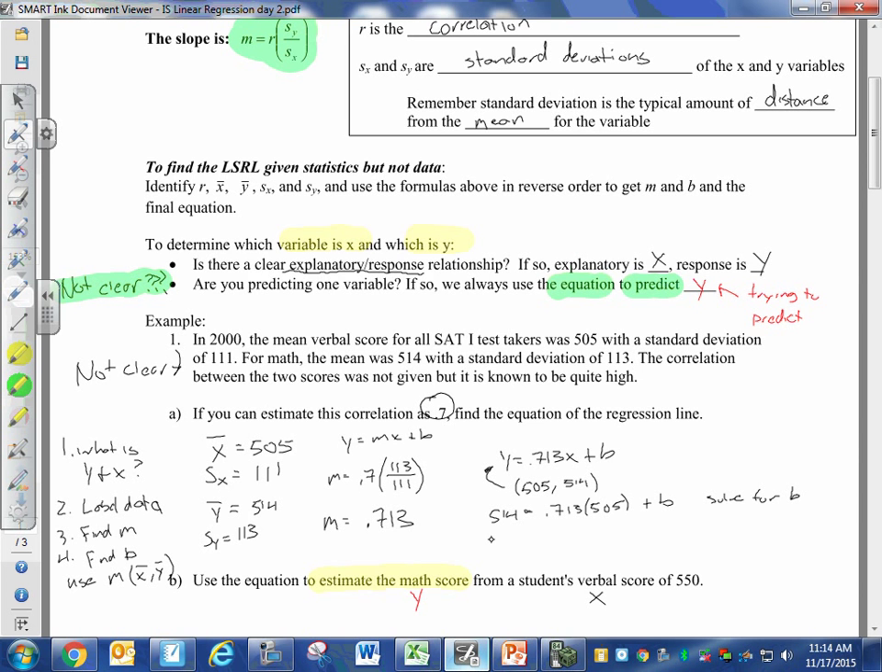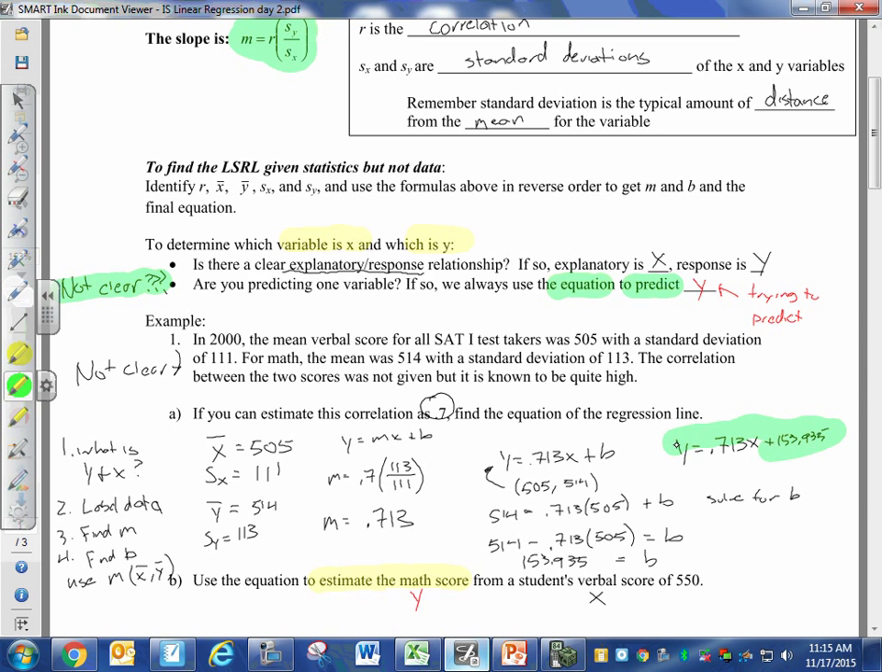So it turns out to be just like we have above in our formula: your y bar minus your m times your x bar. And we get 153.935, giving me my equation, y equals 0.713x plus 153.935. And that's what I'm trying to find.